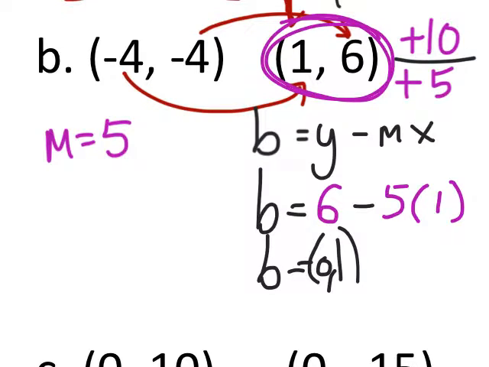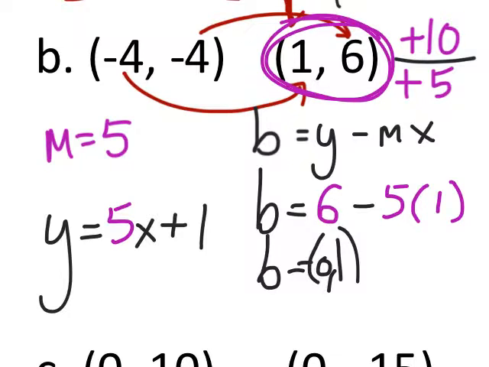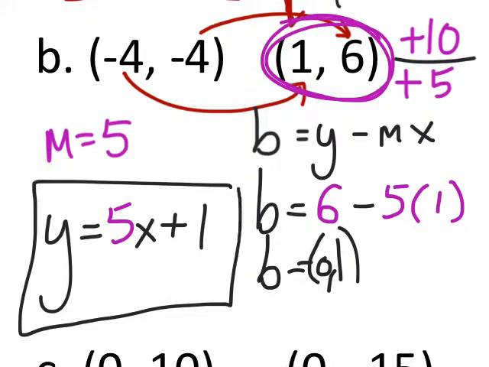So as a point, it would be (0, 1). Not that that matters when we're writing the equation. We have y equals, the slope is 5, times x plus our y-intercept, which is 1. And there we go.